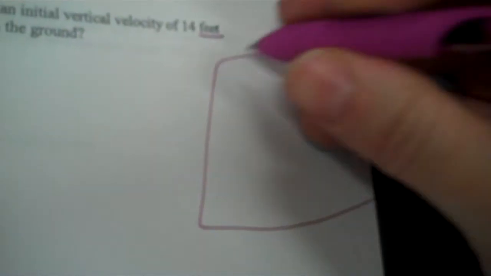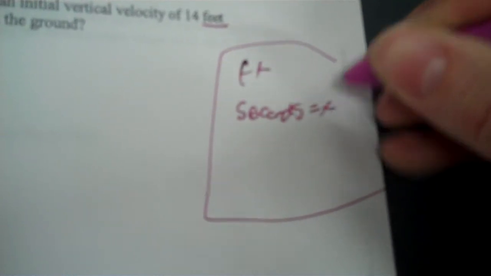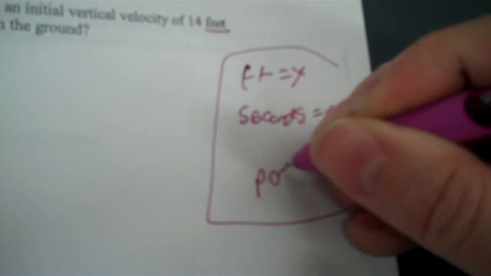A startled armadillo jumps straight into the air with an initial vertical velocity of 14 feet per second, okay? After how many seconds does it land on the ground? You're always going to underline feet and seconds, and you're always solving for the seconds in this packet. So I do what I normally do, feet and seconds. X is the time, Y is the feet.